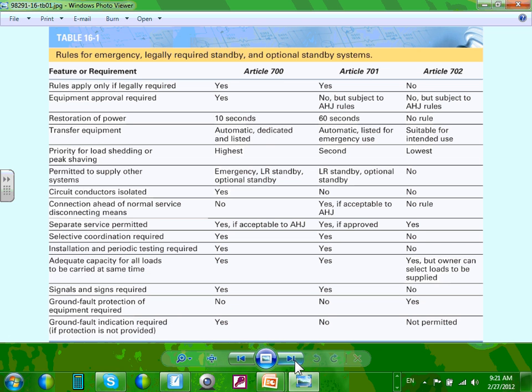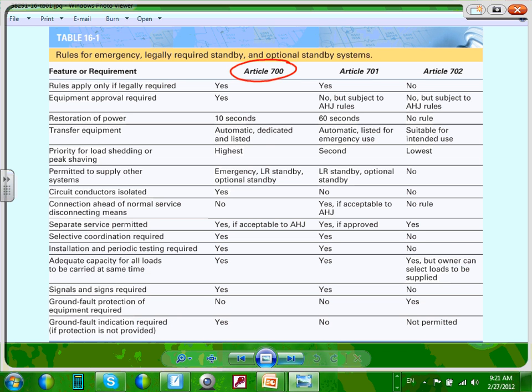I want to bring to your attention, guys, the following. Here's my emergency system, legally required, standby. Look at this. Rules apply only for legally required. Yes, yes, yes. Equipment approval required. Yes, yes. These are yes, no, but maybe the authority having jurisdiction, no, but maybe the authority having jurisdiction.